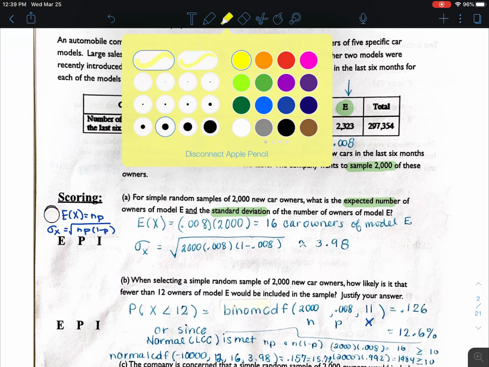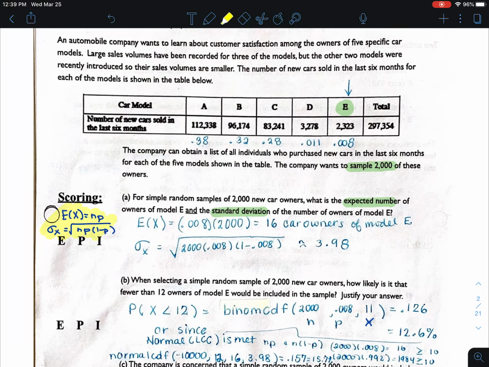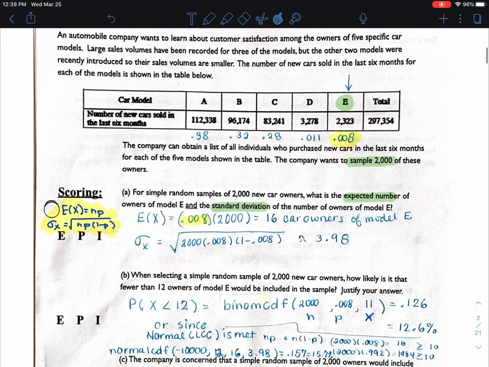Okay, this would be where we would use these formulas here on the formula sheet. Okay, for the P, which is like a probability of a success, that would be the likelihood of someone buying a Model E car here in the last 6 months. That's where I got the 0.008 from, and you can see how I just plug those into the formula.